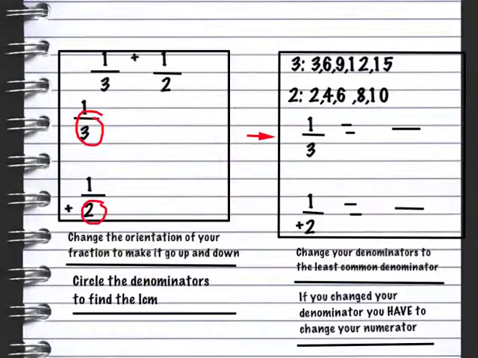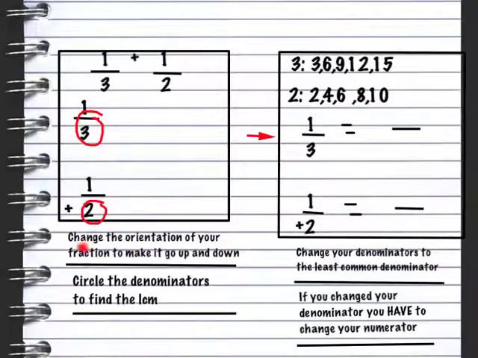I'm going to start this process by making myself a simple flow map. I want to start with my problem of 1/3 plus 1/2. I see that they're different denominators, so I already know I have to change them to be able to add them, because I can't add fractions with unlike denominators.